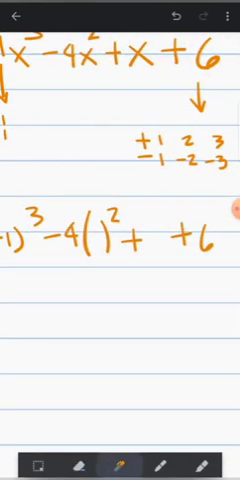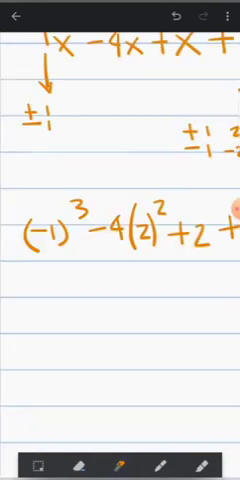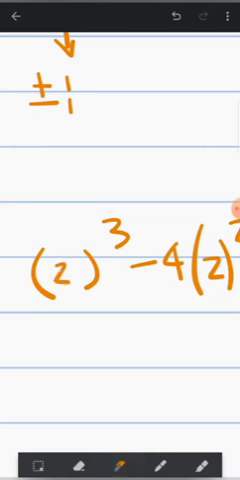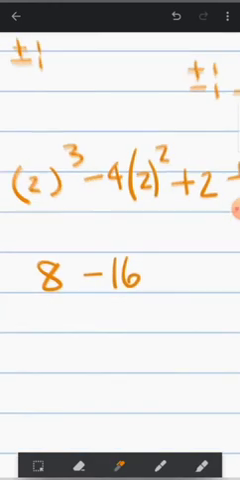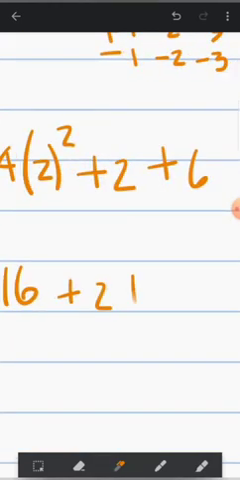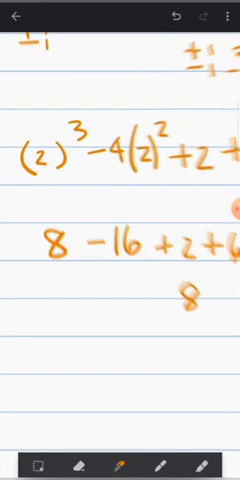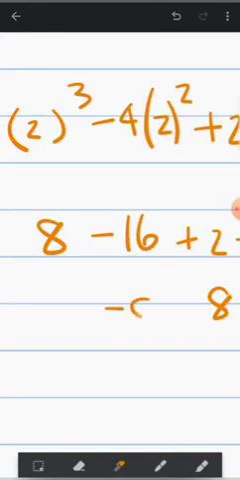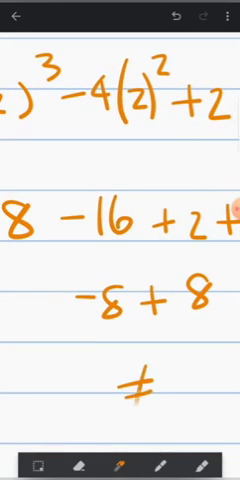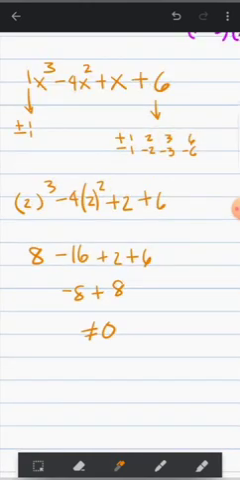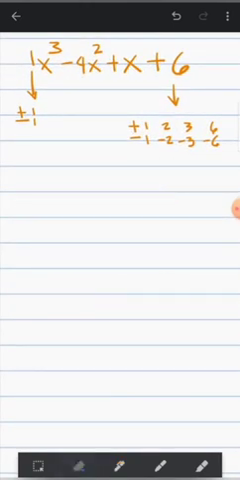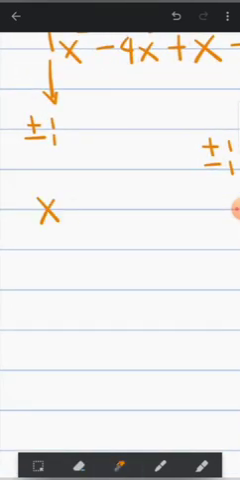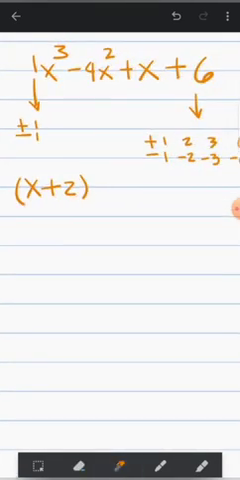So positive 2, 2, and then 2. So 2 cubed is 8. And then 4 times 4 is 16. So plus 2 plus 6, this is 8. Then 8 minus 16 is -8, and -8 plus 8 will be equal to 0. Therefore, positive 2 is one of the roots. So x minus 2 is one of the factors.